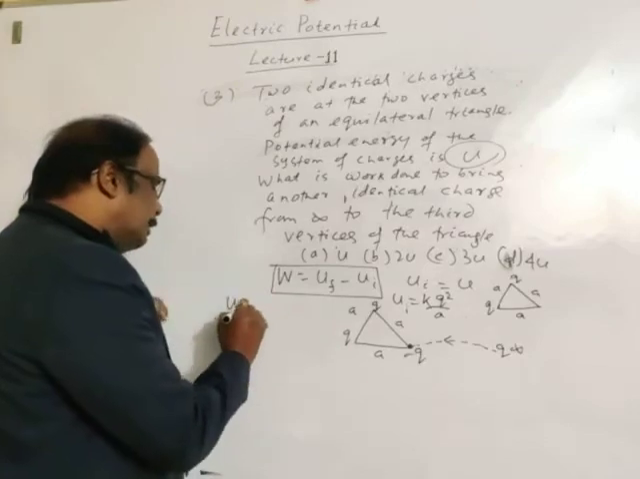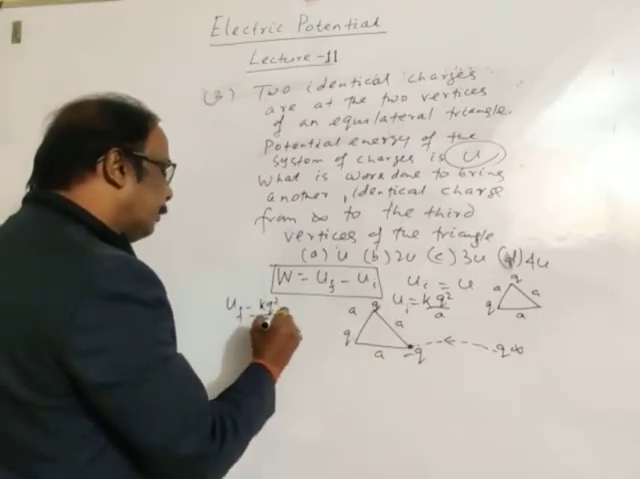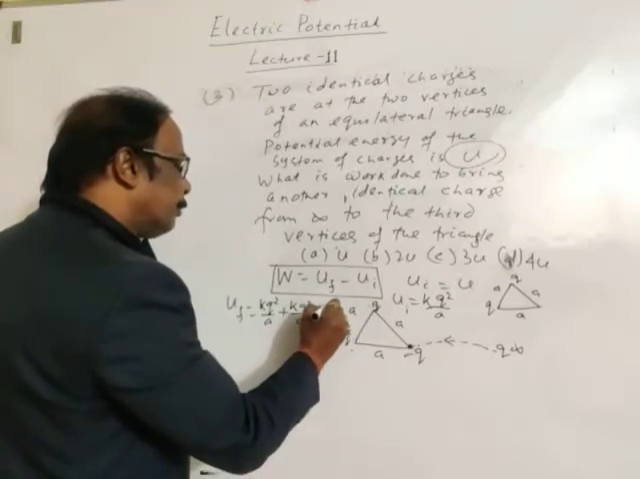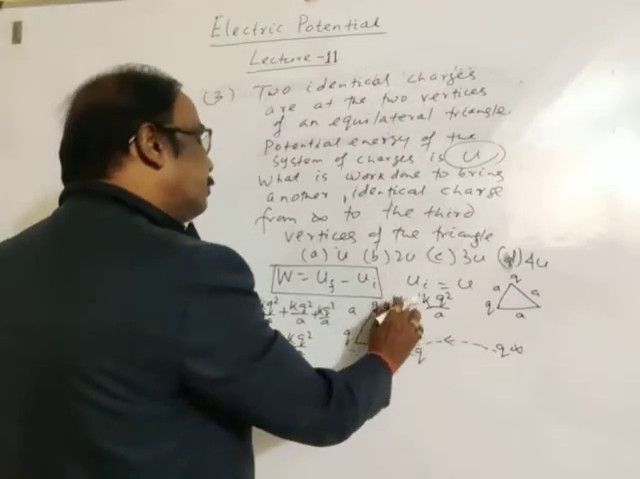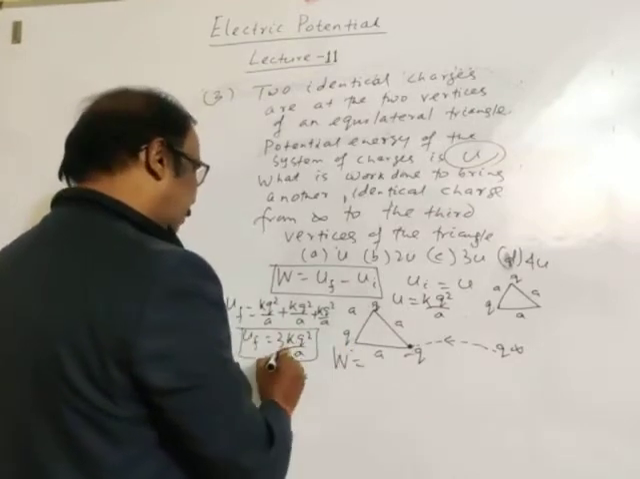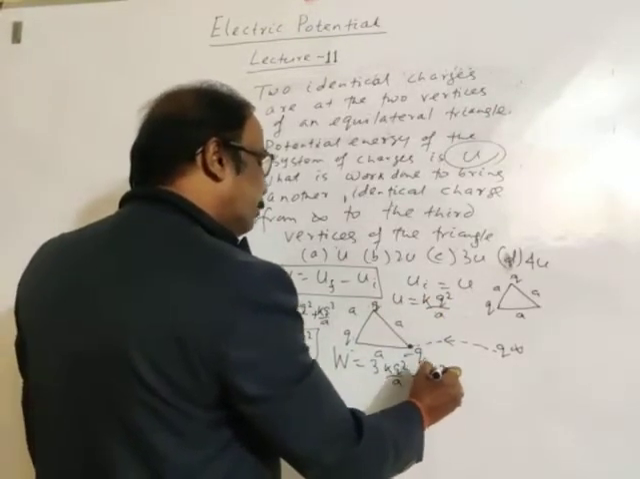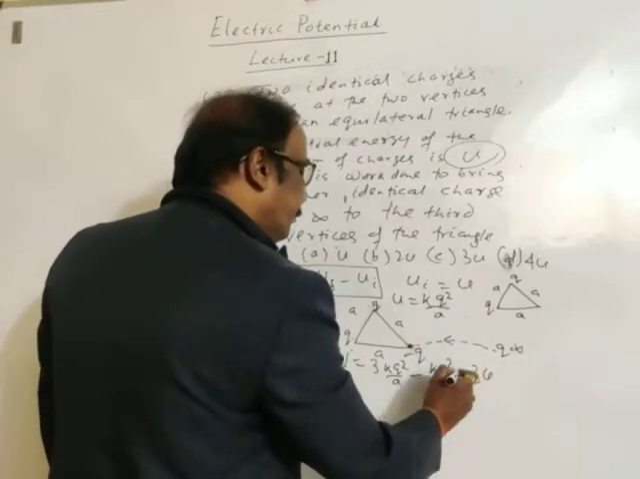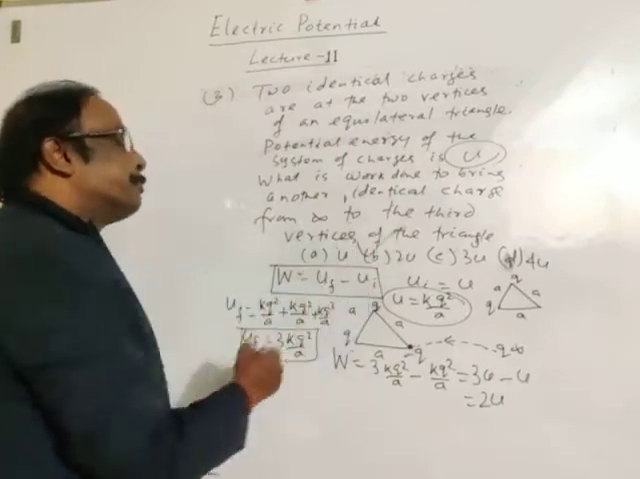Now the final potential energy of the system of three charges: between these two charges kQ squared by A, between these two charges kQ squared by A, plus between these two charges kQ squared by A. So the final potential energy is 3kQ squared by A. Then work is equal to final potential energy 3kQ squared by A minus initial potential energy kQ squared by A. In place of kQ squared by A, I may write U, so this is 3U minus U. So our answer is 2U. So the option is B.